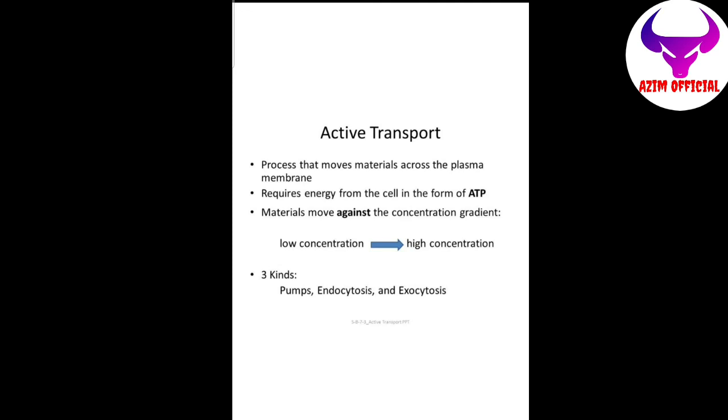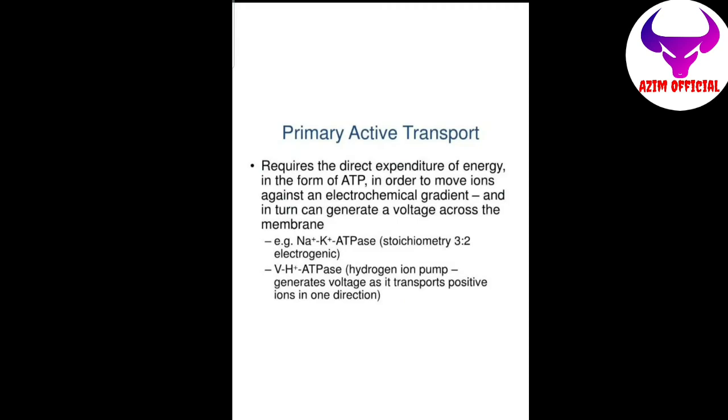Active transport, as I said, is the process that moves materials across the plasma membrane and requires energy from the cell, from the ATP. Materials move against the concentration gradient, from low concentration to higher concentration. There are three kinds of active transport: one is pumps, one is endocytosis, one is exocytosis. So active transports are those, as we saw in the classification.